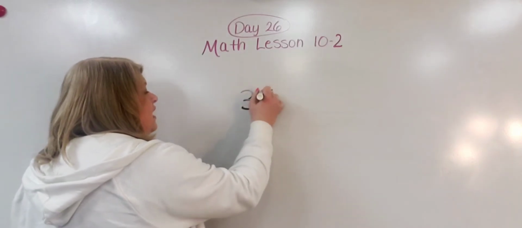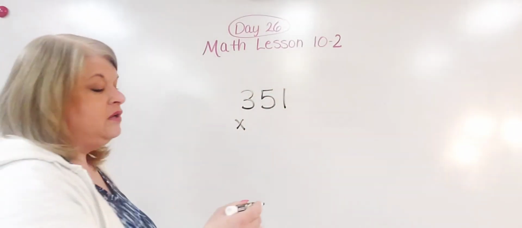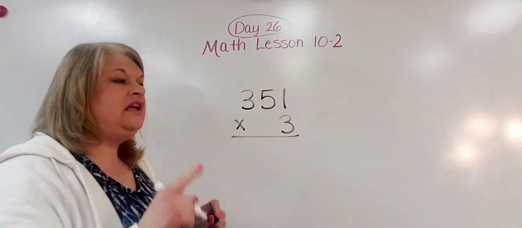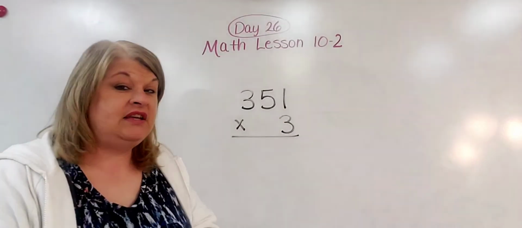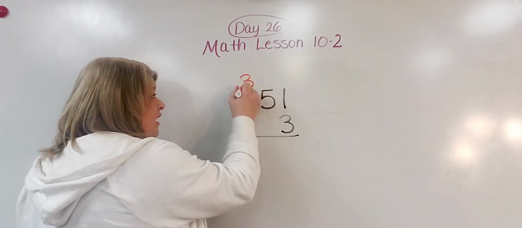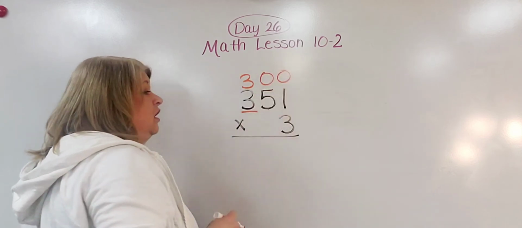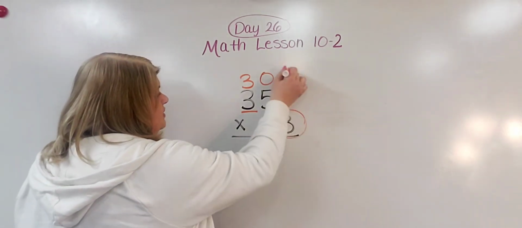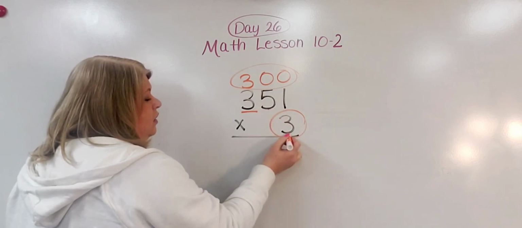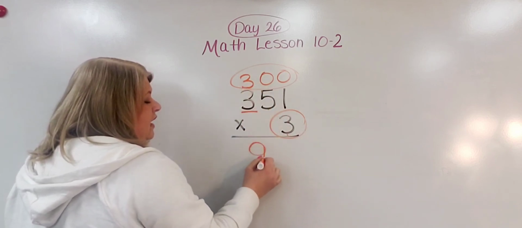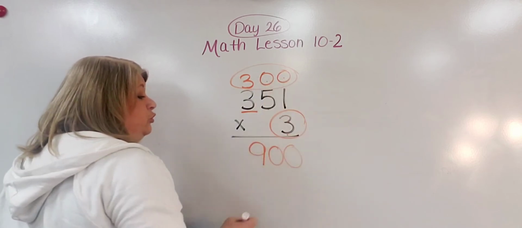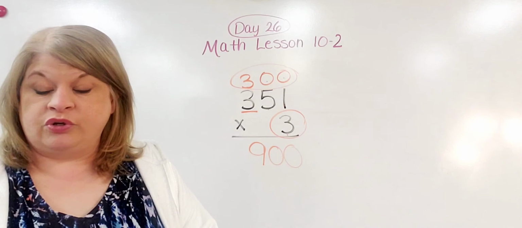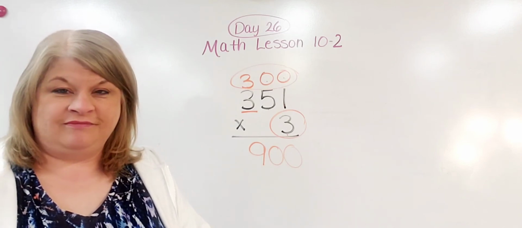We're going to use front end estimation. 351 times 3. Okay, so 351. Front end estimation means that we're going to look at the front end of the number. What comes first? 3. The rest turn to zeros. On front end estimation, the rest turn to zeros. So now I'm looking at 3 times 300. Well, I can do this in my head. What's 3 times 3? 9. How many zeros? 2. My front end estimate is 900. That's what you're going to write. We're not writing the actual answer. We're just doing the front end estimation. Let's go on to number 2.